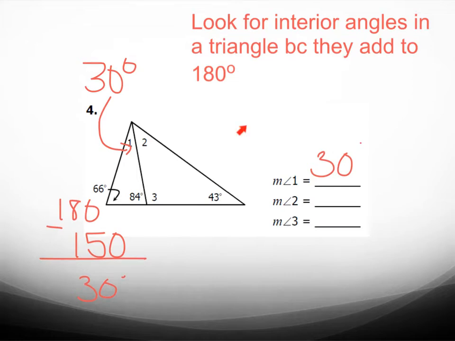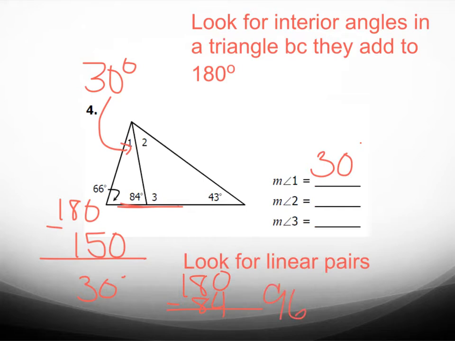Next, when I look at my triangle over here on the right, I only have one angle measure, and that's 43 degrees. I do not know what angle 2 is, and I don't know what angle 3 is. However, what I could do is look for linear pairs. So a linear pair forms a straight line and has one adjacent side. So 84 degrees and angle 3, again, makes a linear pair. Okay, so what we want to do here is, again, take 180 and subtract 84, and we get 96. So we're going to go ahead and write that in. Angle 3 is 96 degrees.